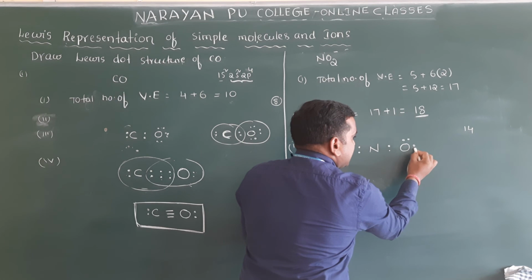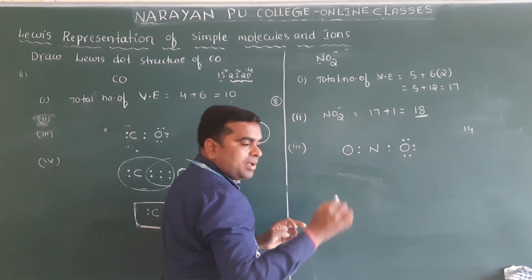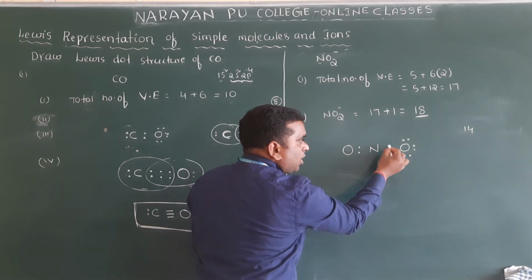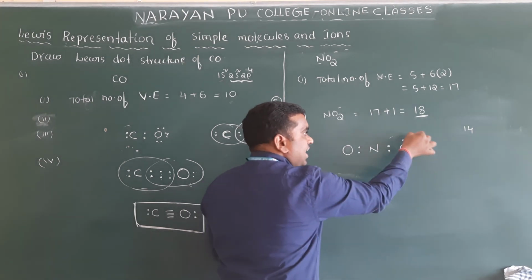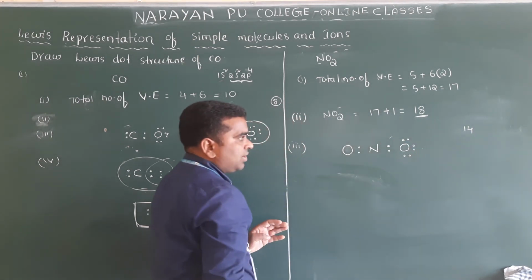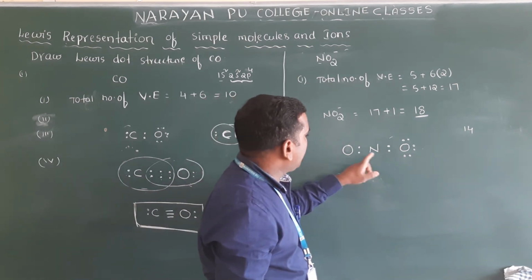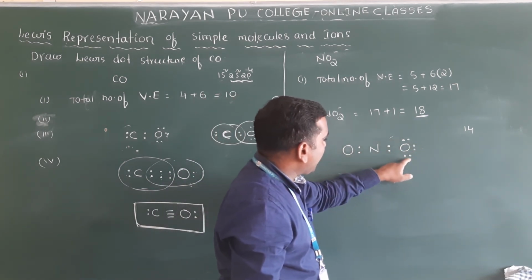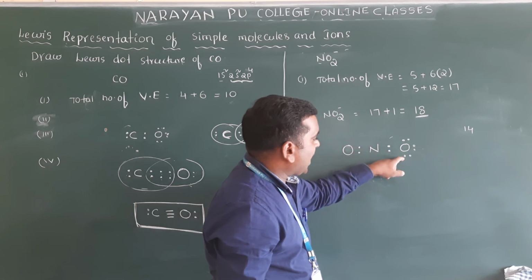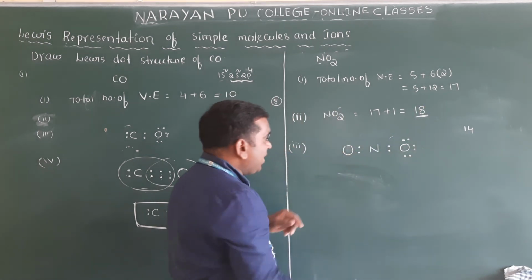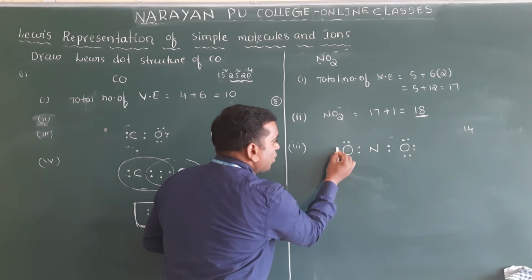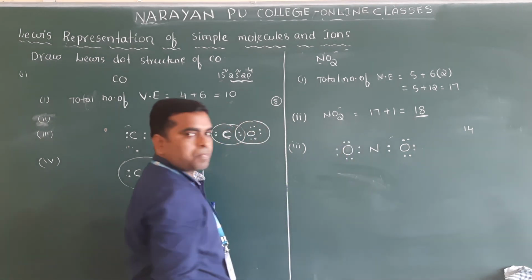I will write 6 electrons here on the oxygen. Why? Because these 2 electrons also belong to which one? Oxygen. So that's why if I write 6 electrons, it attains the octet. Clear? So now, how many electrons have we used here? 1, 2, 3, 4, 5. Totally how many? 10 we have used. How many left? 8 left. So I will write 6 electrons for this one also.